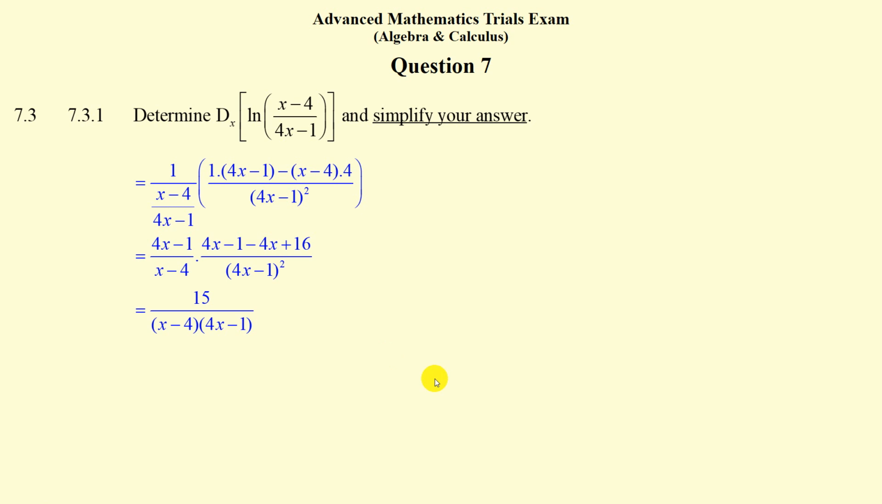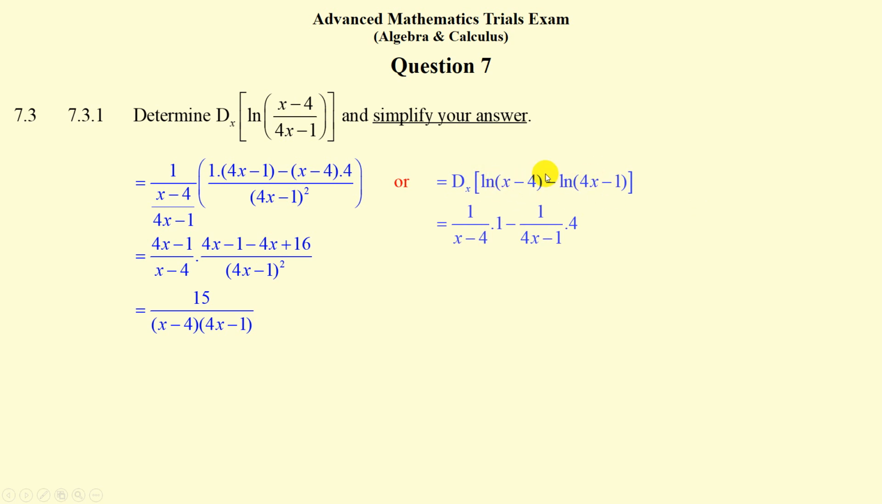We can do it another way, and logs are quite useful with that. We can separate this into a difference of logs. So we can say the derivative with respect to x of ln of that fraction is derivative with respect to x of ln of x minus 4 minus ln of 4x minus 1. Remember, ln of a over b is ln a minus ln b. So now we can differentiate each of those separately.